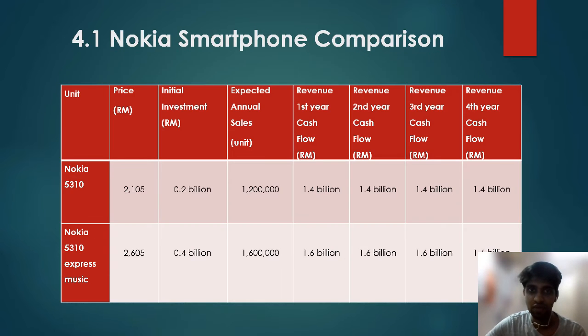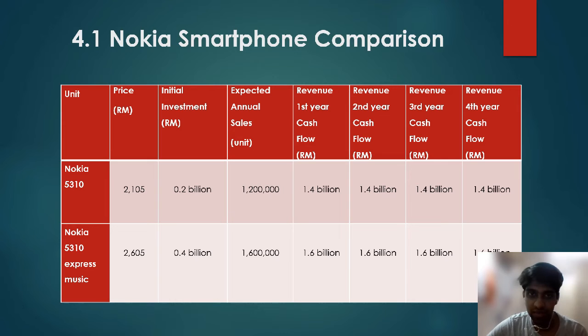As for the Nokia smartphone comparison, we will compare two models that we want to release for our Nokia company, which are the Nokia 5310 and the Nokia 5310 Express Music. The price for the Nokia 5310 is RM 2105, whereas for the Express Music it will be RM 2605. As for the initial investment, we will invest about 0.2 billion for the Nokia 5310, whereas an investment of 0.4 billion will be made for Nokia 5310 Express Music.